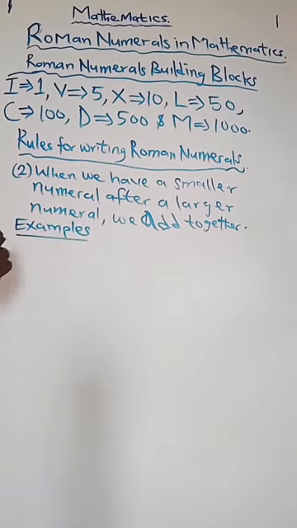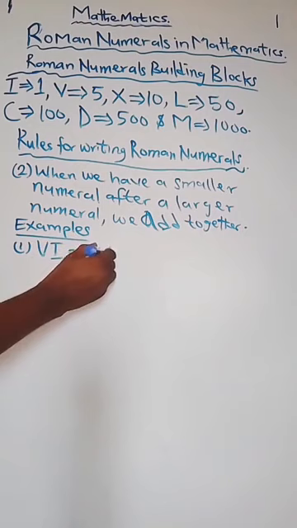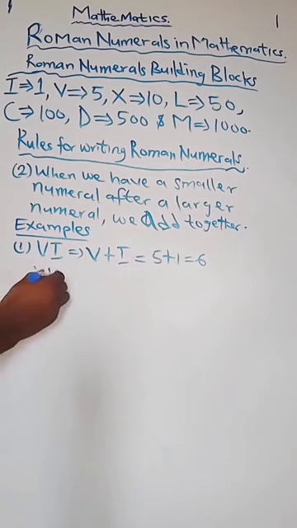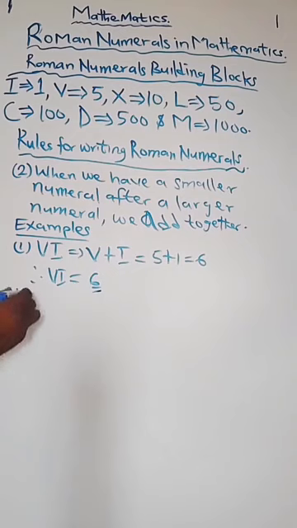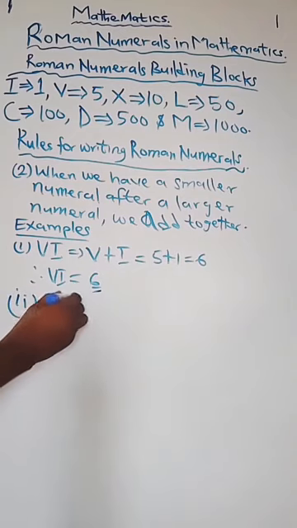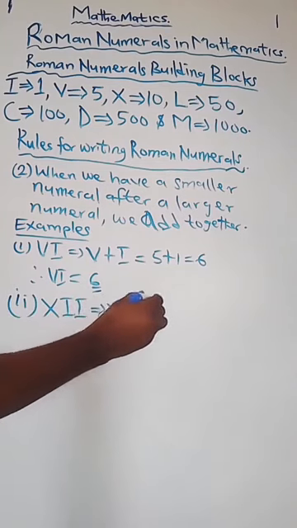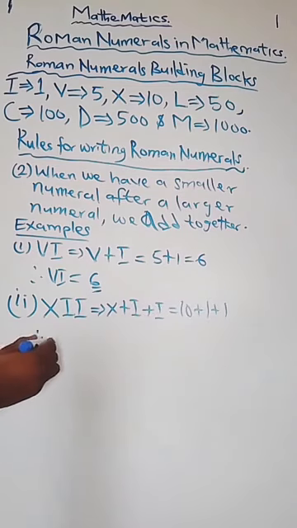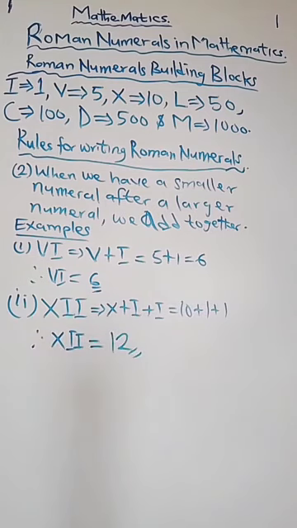Examples. Let's say you have VI. V is 5, I is 1. So this is V plus I, which is 5 plus 1, 6. Therefore, VI is 6. Let's look at another example. Let's say you have XII. X is 10. So that will be X plus I plus I. That is 10 plus 1 plus 1. So therefore, XII equals 12. Alright?